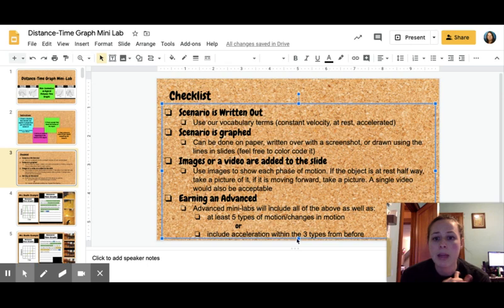All right. And then in order to earn an advanced, if you're interested in earning an advanced on this, is that you will have at least 5 different types of motion, or you will include acceleration within your 3 or 4 types that you're doing. So if you include some kind of acceleration accurately with those other types that you're using, then that is one way you can earn an advanced.